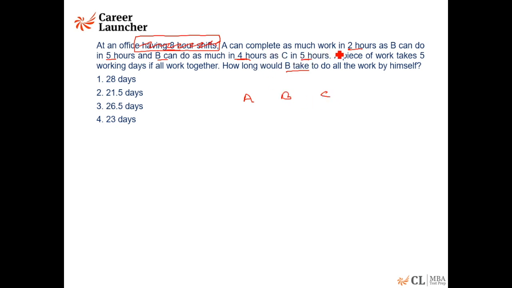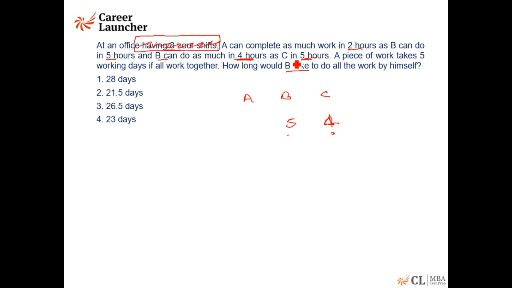A can complete as much work in 2 hours as B can do in 5 hours, and B can do as much work in 4 hours as C in 5 hours. What does that mean? If C does in 5 hours, B will do in 4 hours, or can I say, if B does 5 units of work, C will do 4 units of work. So in the time in which B does 5 units of work, C does 4 units of work.